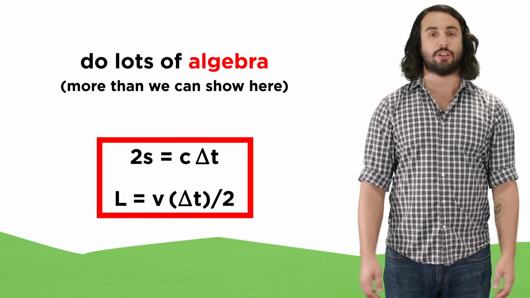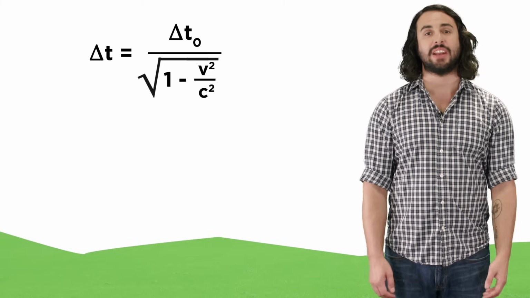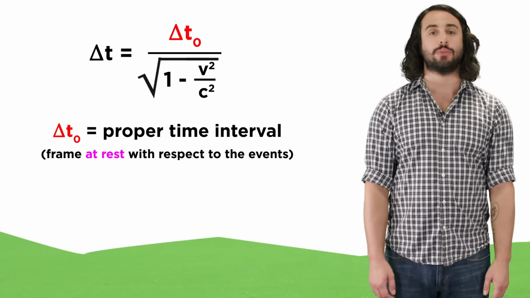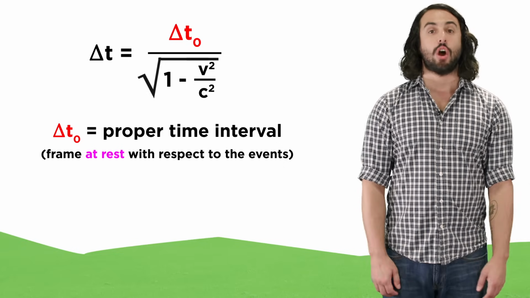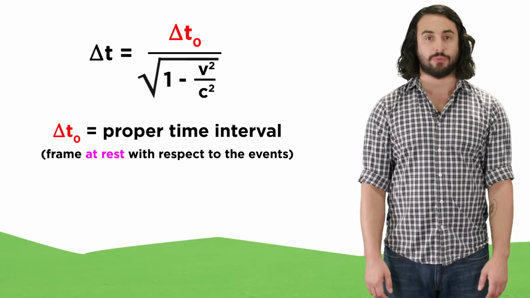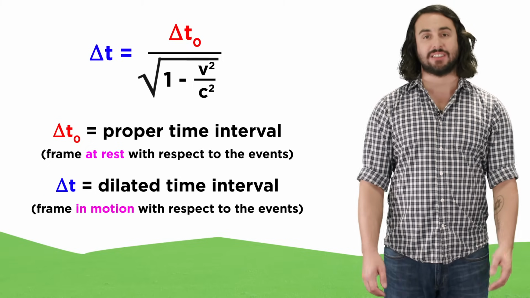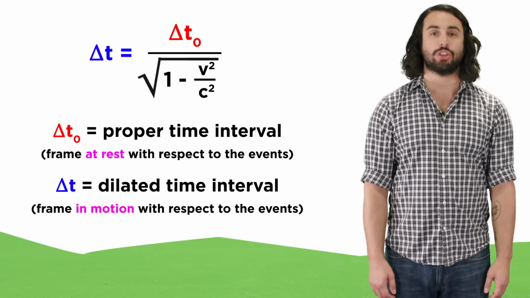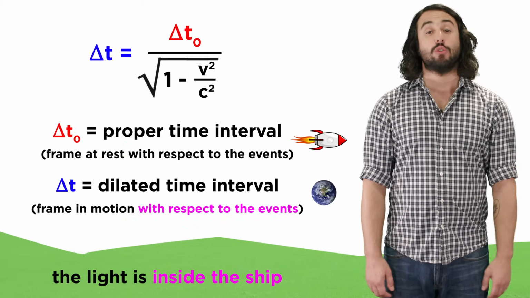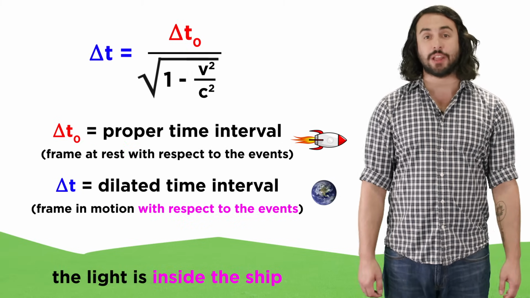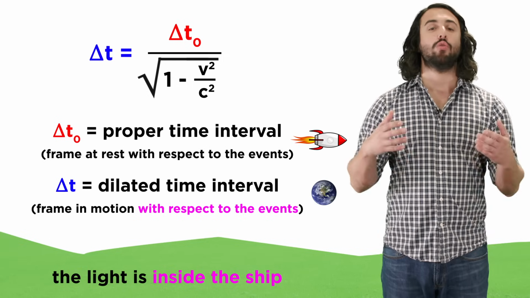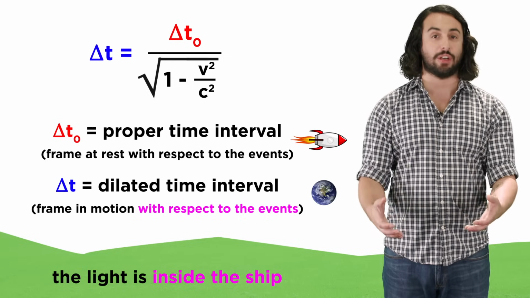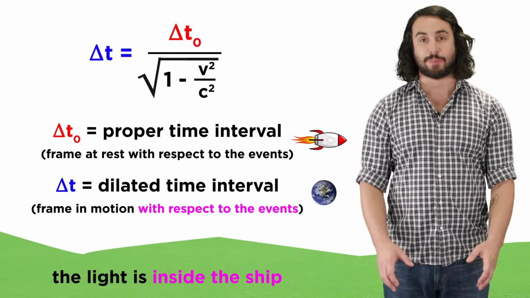If we do a bunch of algebra, we arrive at this expression relating delta t 0, the time interval for an observer at rest with respect to the events in question, also called the proper time interval, and delta t, the dilated time interval, for an observer in motion with respect to the events. Remember that although the spaceship is clearly in motion, it is the observer on Earth that is in motion relative to the events in question, as the light is inside the spaceship.